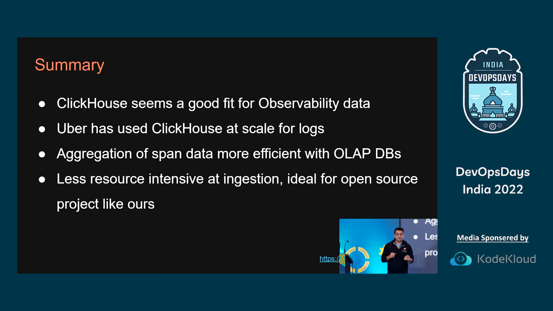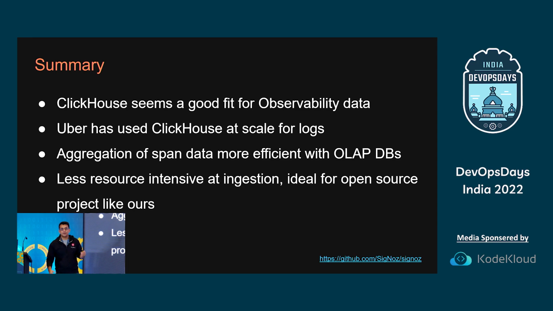So the brief summary from there: ClickHouse seems to be a good fit because of the distributed nature of the database. Uber has tested ClickHouse. You may find blogs from eBay and others on how they ingested metrics data, and I had a word with the observability engineer who built it there. They were all very much bullish on ClickHouse. Next, the aggregation of span data can open a plethora of queries that you can write in your observability systems and generate insights from that data. And obviously it's less resource intensive to ingest the data.